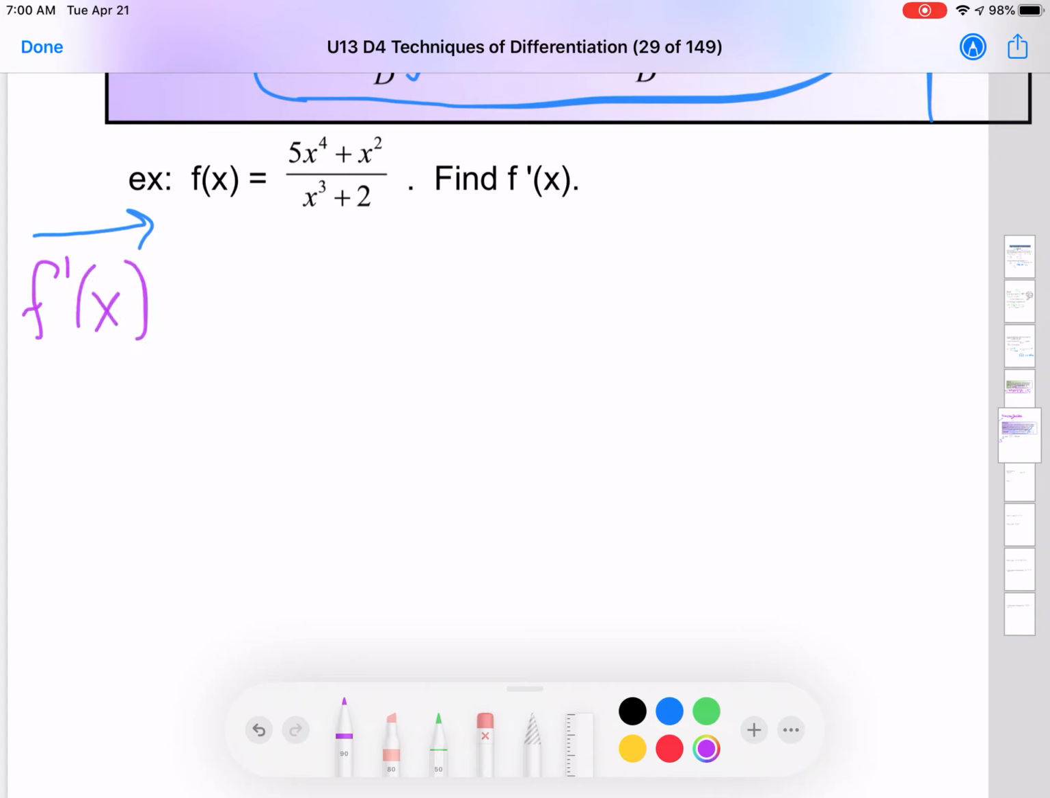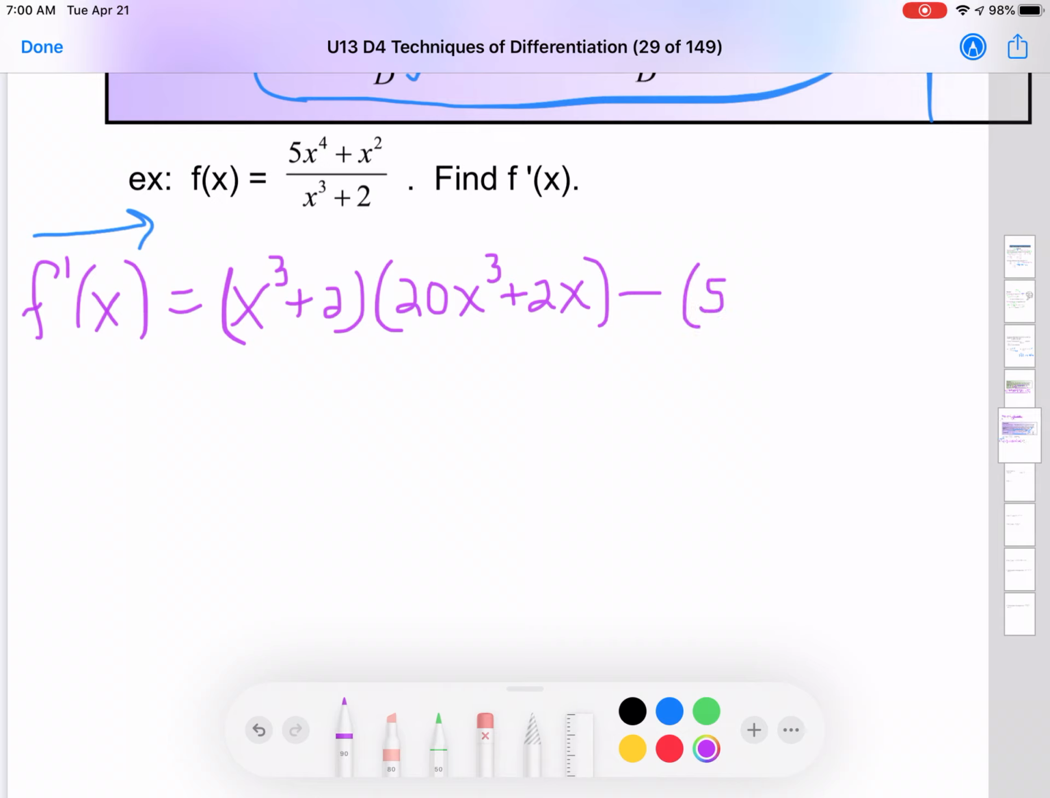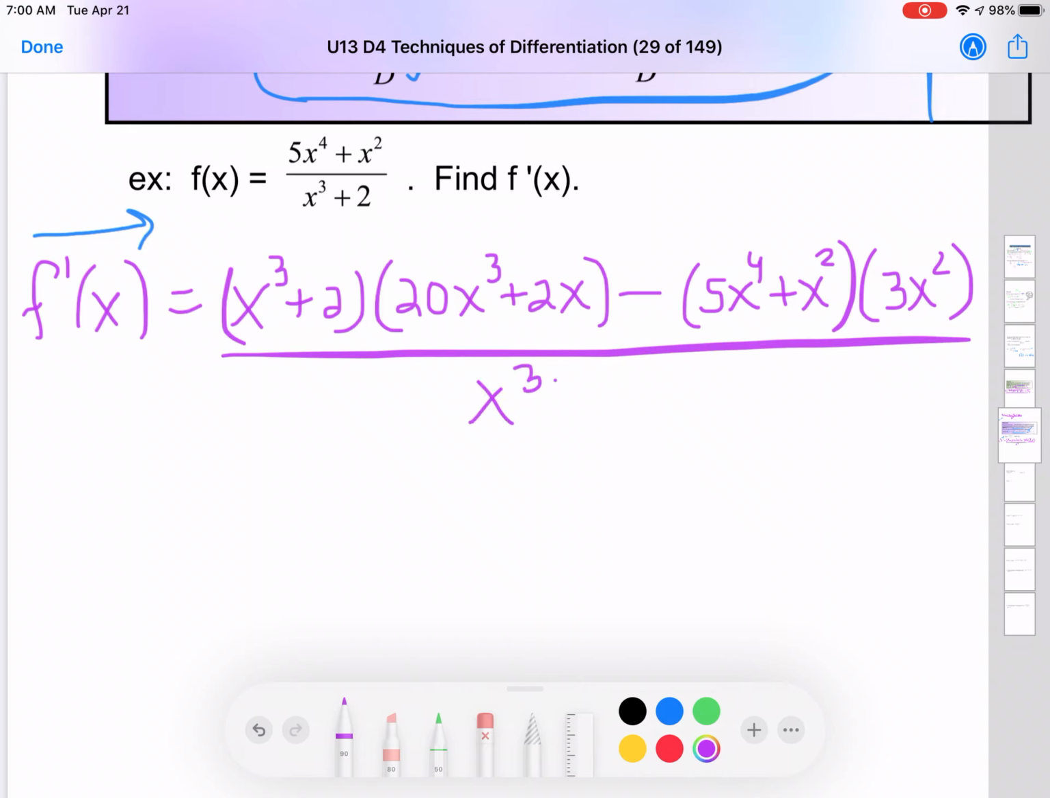All right, so the derivative is equal to. So use that little formula right there, or I'm going to say what I say. So bottom d top, so bottom times derivative of the top minus top times derivative of the bottom. And then all over bottom squared.